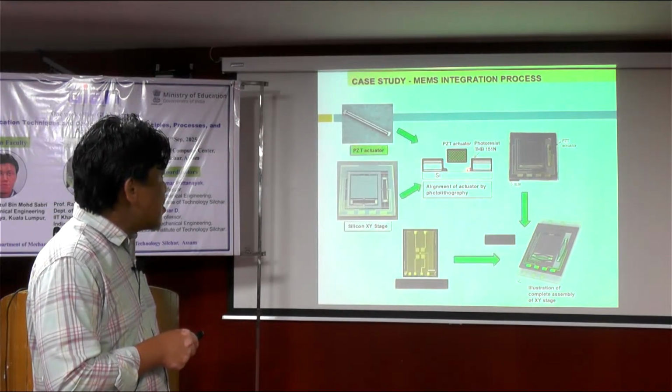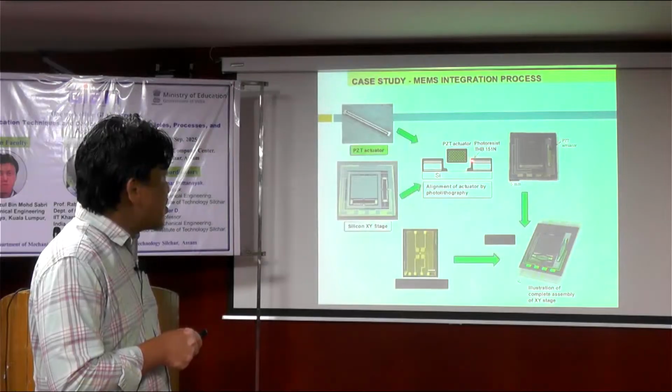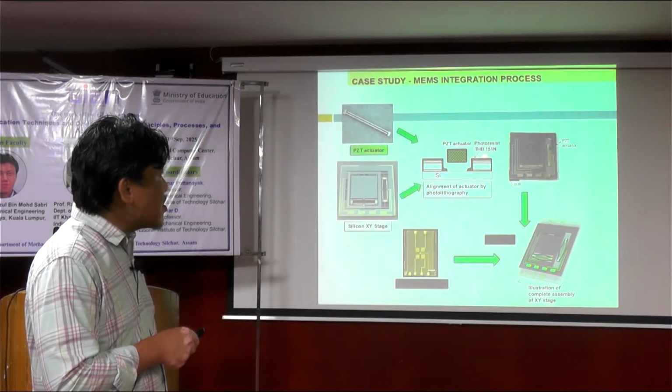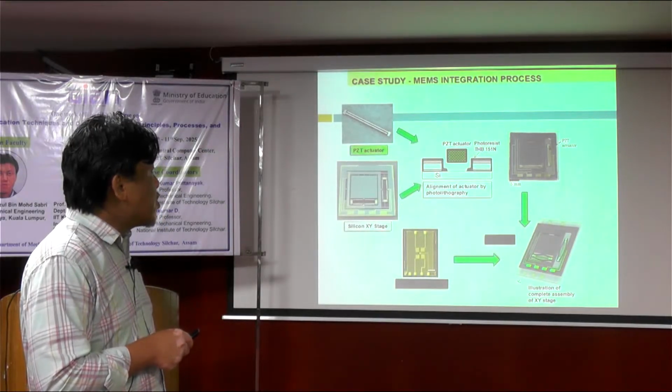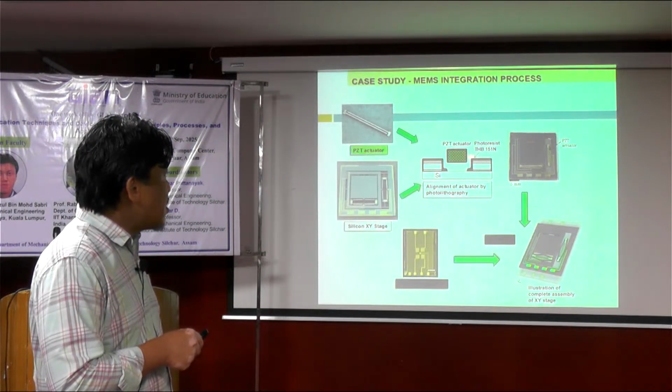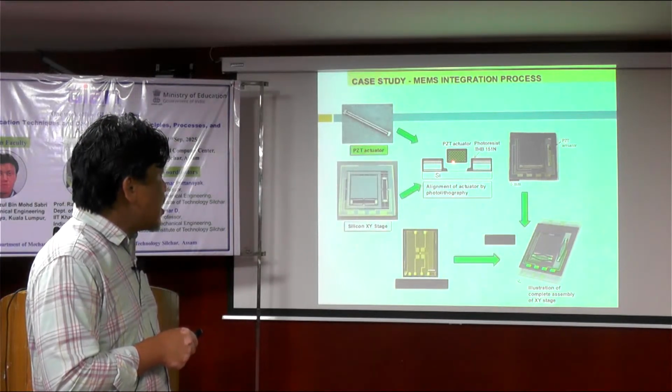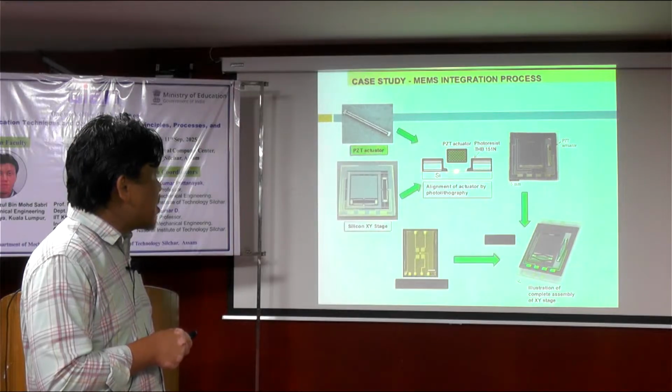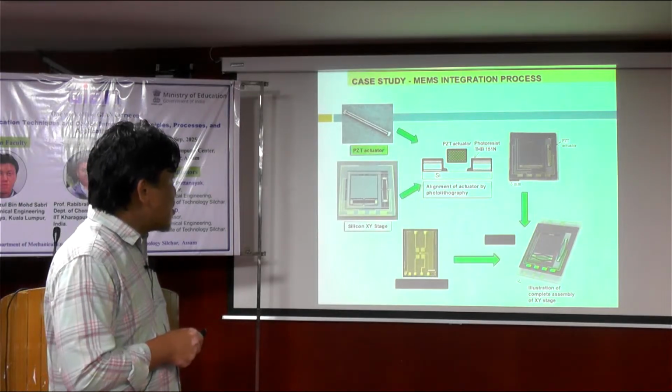In this case, for the alignment, this is a pattern created using photoresist. So patterning using photoresist can create this kind of slot. Then you can just place the actuator here quite easily.